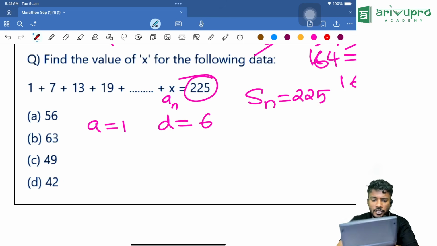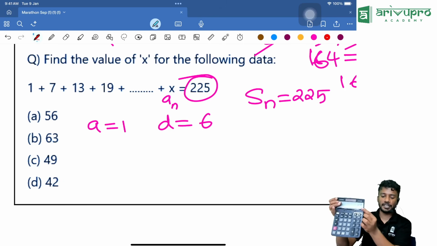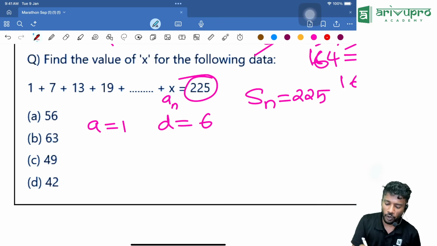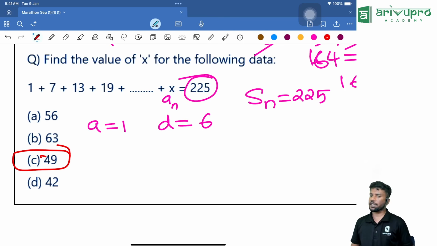How to do this? You will type 1 plus 7 plus 13 plus 19, plus next number will be how much? 25, plus 31 plus 37 plus 43 plus 49. So when you click 49, you are getting it as how much? 225. So x value will be what? 49. Yes. That way also you can do. In calculator it's also possible.